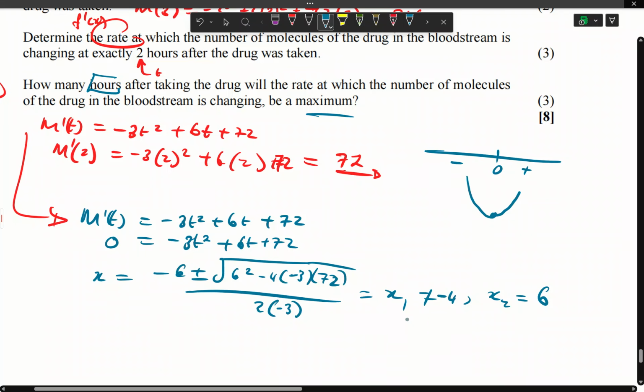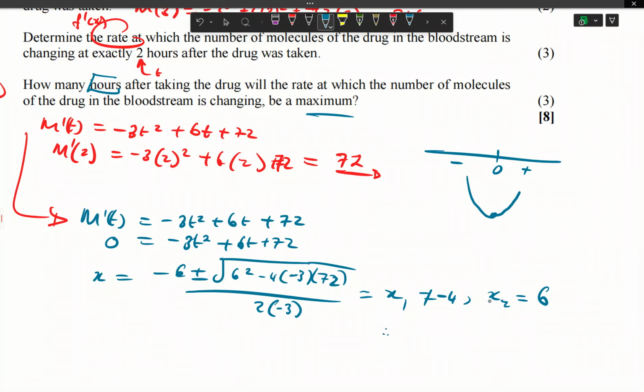So therefore, the answer will not be this. And I'm 100% sure the answer is equal to 6. So x is equal to 6. They ask how many hours? So 6 hours. Therefore, 6 hours.